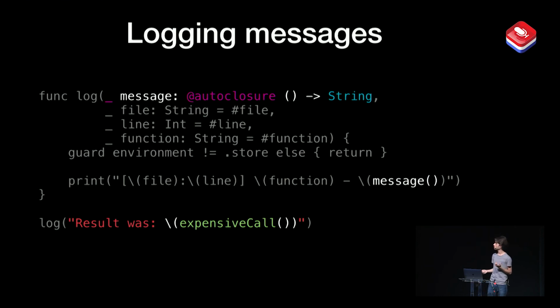It's an indication to the compiler that it needs to take the string that we provide to the log function, wrap it into a closure, and then our function is going to be able to call this closure only when needed, and only if needed.